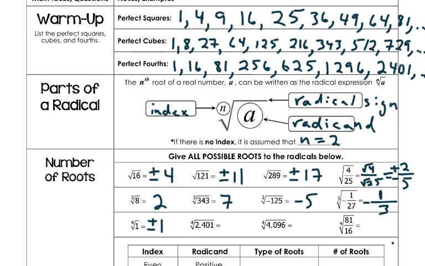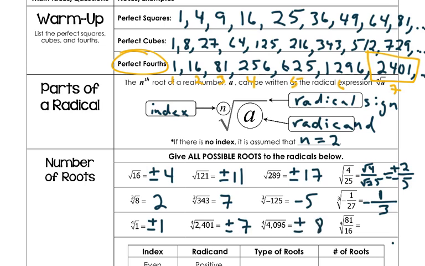For the next one, 2,401, we have that up here. Let's look up at the top at our perfect fourths. You see 2,401. So this is 1 to the fourth, 2 to the fourth, 3 to the fourth, 4 to the fourth, 5 to the fourth, 6 to the fourth. So this is 7 to the fourth power. So this is going to be plus or minus 7, because it's a fourth root. 7 times 7 times 7 times 7. The next one is going to be plus or minus 8.